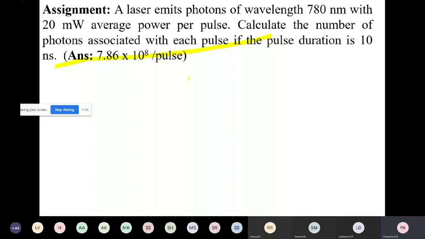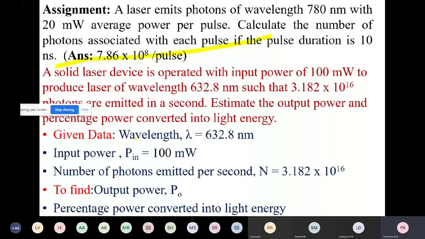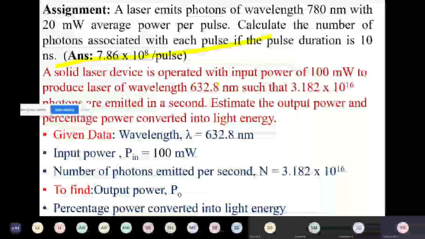In this problem, data given is wavelength, that is 632.8 nanometer, input power, number of photons emitted per second, and output power. Here, in the case of a solid laser device, input power is 100 milliwatt to produce laser of this wavelength, such that this many photons are emitted in 1 second. So time is 1 second, T. I have not mentioned it here, but in the formula you have to take T equal to 1 second. Estimate the output power and percentage power converted into light energy.